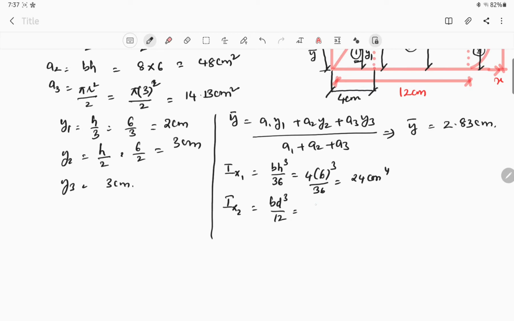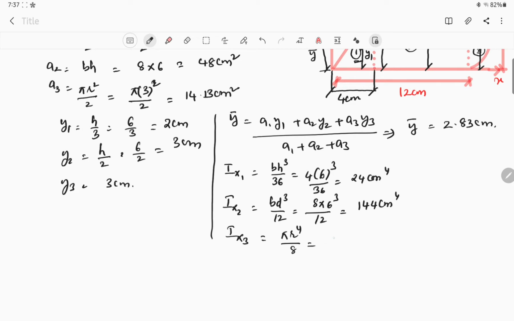Ix1 is b h cubed by 12. b is how much? b is 8 into 6 cubed whole divided by 12, which is equal to 144 centimeter power 4. We got Ix2. Similarly, we'll calculate Ix3. Ix3 is given by pi r power 4 by 8.